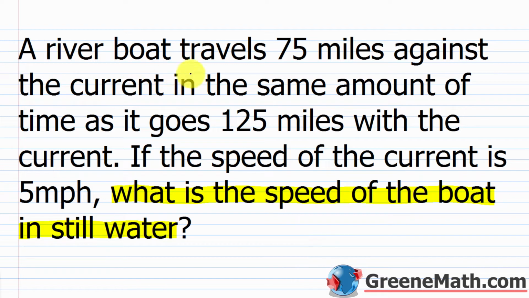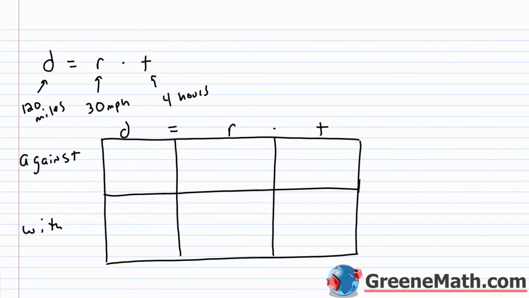So it says that the riverboat travels 75 miles against the current in the same amount of time as it goes 125 miles with the current. So when I'm filling this out, the distance for against is going to be 75, right? Short for 75 miles. And then with it's going to be 125. Again, it's short for 125 miles. And if you wanted to, you could go up here and slide this over a little bit. This is in miles. Okay, now let's think about the rate of speed and the time.